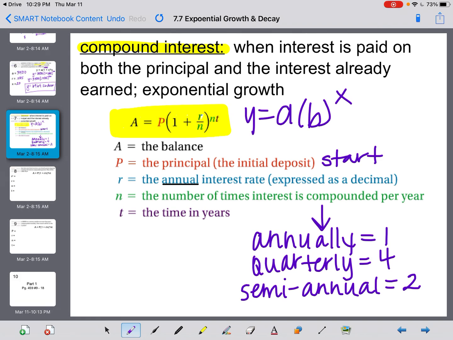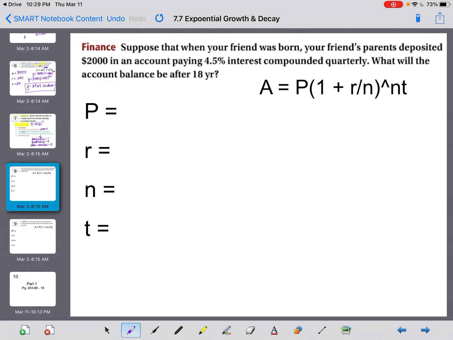Let's try it out, see if it helps. Suppose when your friend was born, your friend's parents deposited $2,000 into an account, paying 4.5% interest compounded quarterly, which we just said would be 4 times. What will the account balance be after 18 years? Okay, so I want you, for all of these problems, to write down P, R, and T, and we're actually going to write down what each of these numbers are. In this case, the P, the principal, the starting amount, was $2,000.